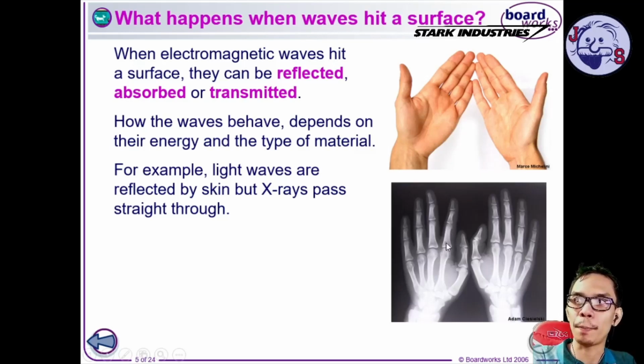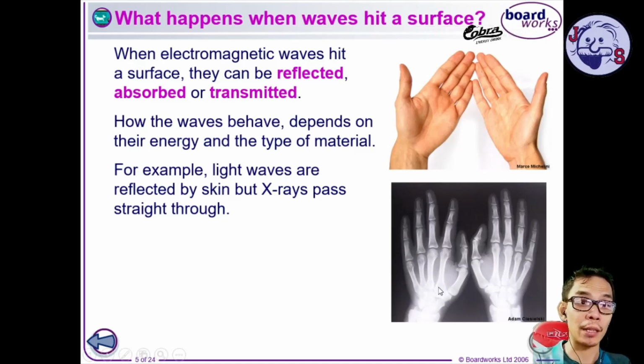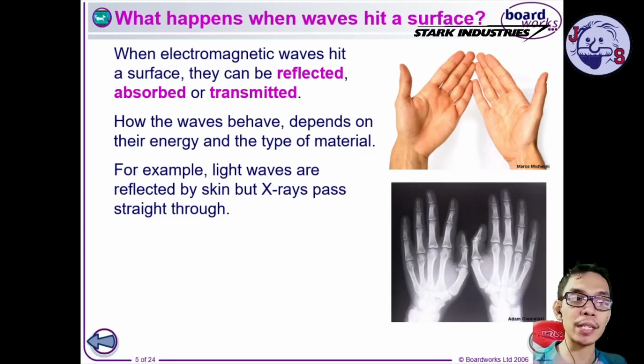So this is the part of the bone which is the hardest and the denser part of the bone. When you have an X-ray, you will see your bone under that X-ray. They can pass through the skin, meaning to say that the X-ray can be transmitted through the skin.